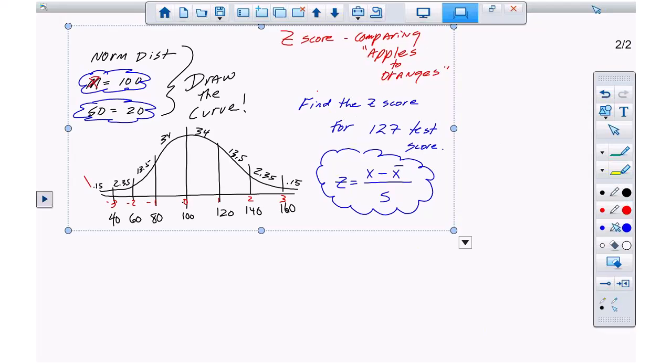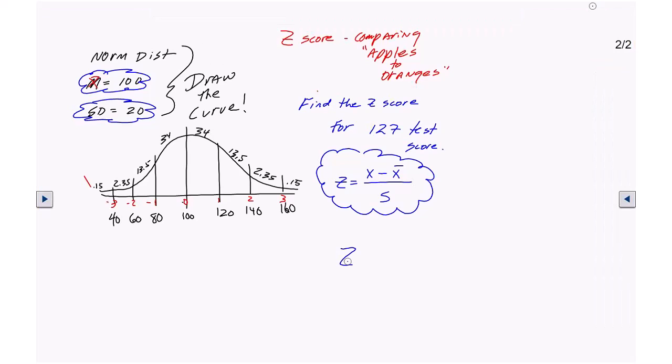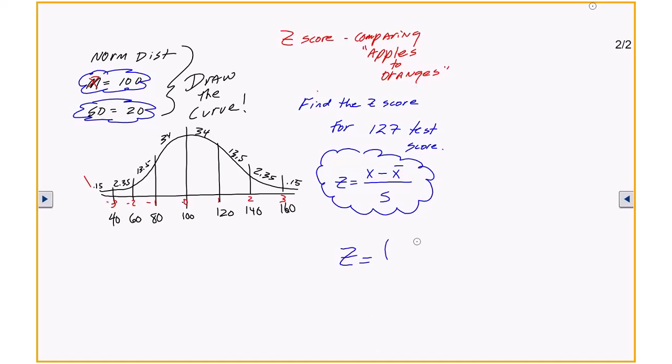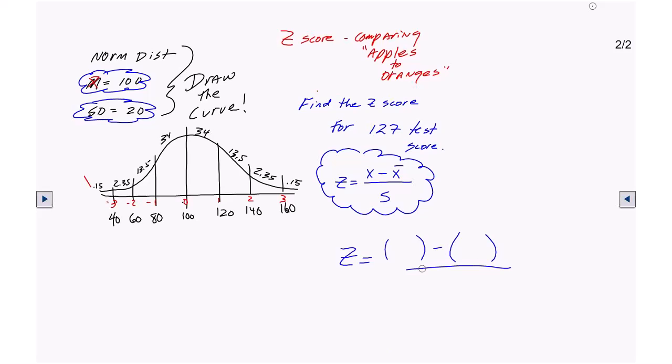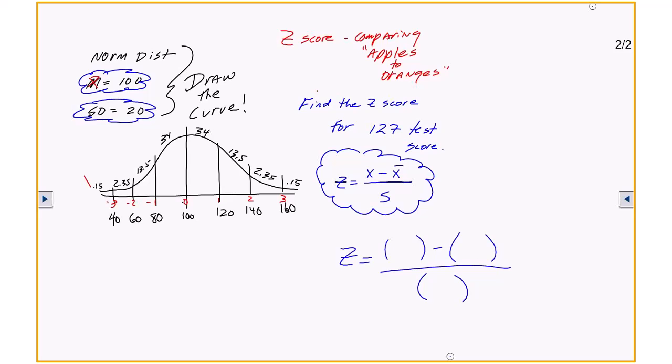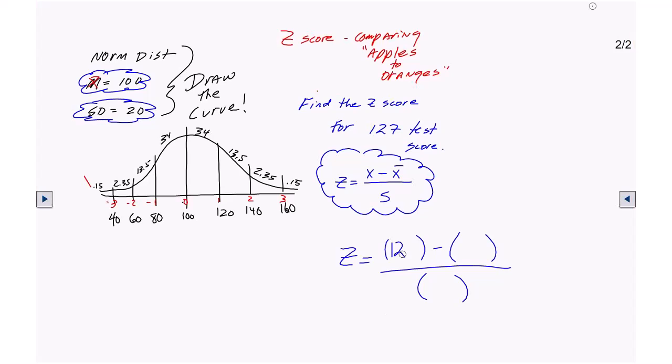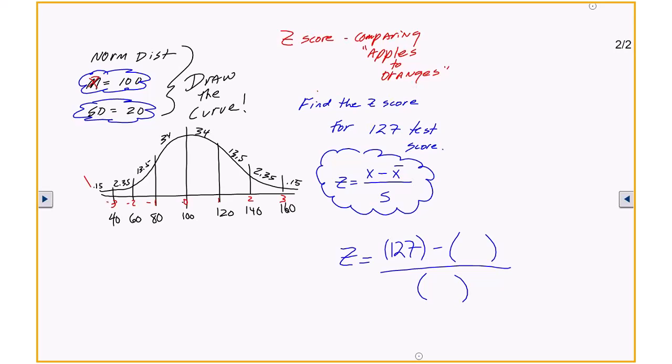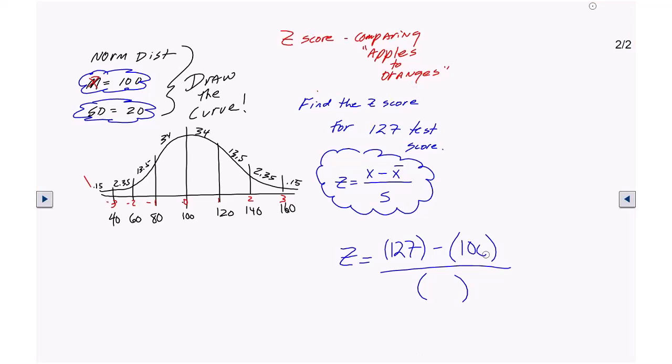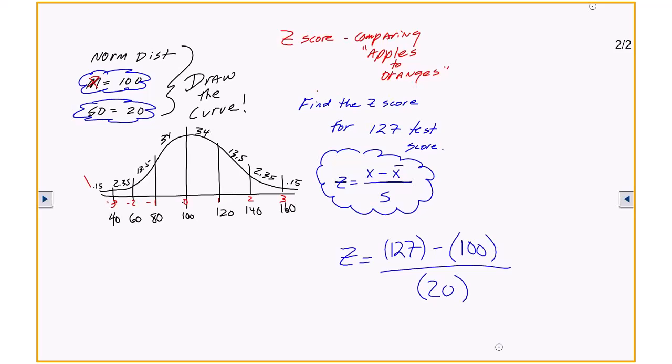So here we go. Z is equal to parentheses minus parentheses over parentheses. And my X is 127. And my mean is 100. And my S is 20. Now, I'm sorry, but that's about as easy plug and chug as you can get. Now take your handy dandy calculator out, unless you're Rain Man. It's going to be around 1/3 because 7 over 21 is 1/3, right? So it's going to be around 0.33.